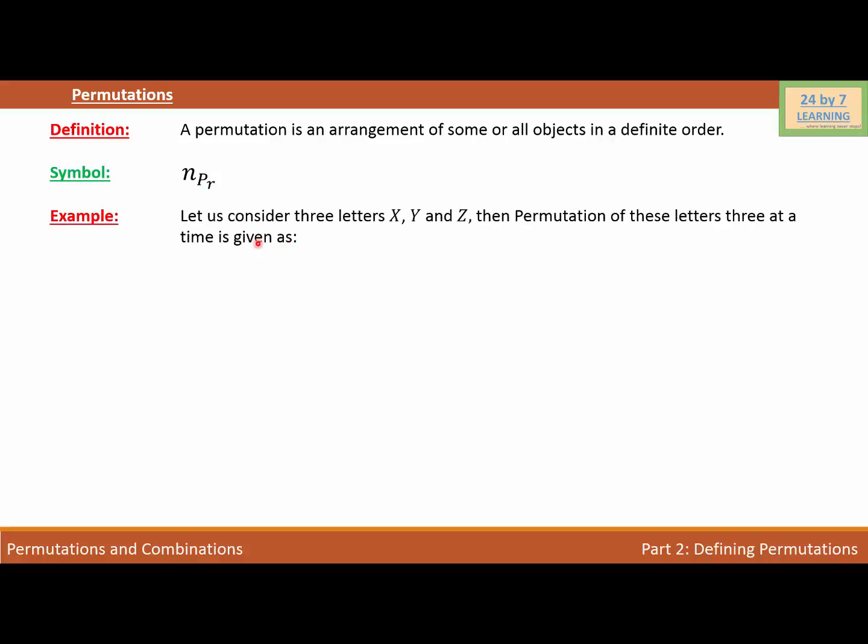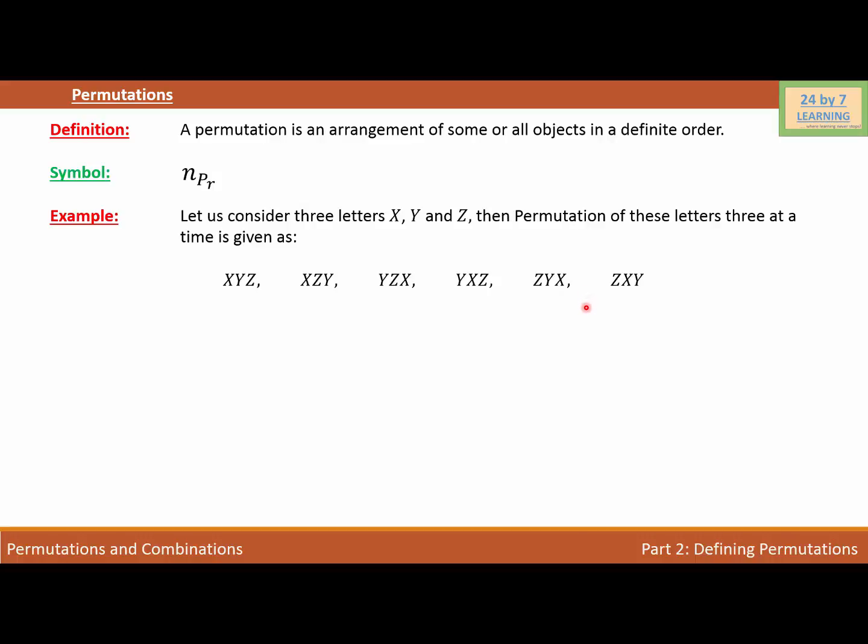Now let's consider an example. Let us consider three letters X, Y, and Z. Then permutation of these letters 3 at a time is given as XYZ, XZY, YZX, YXZ, ZYX, and ZXY. So as you can see in this example, I have arranged X, Y, and Z in different order. And if you do that, you have 1, 2, 3, 4, 5, 6. You have 6 different combinations for 3 letters X, Y, and Z.